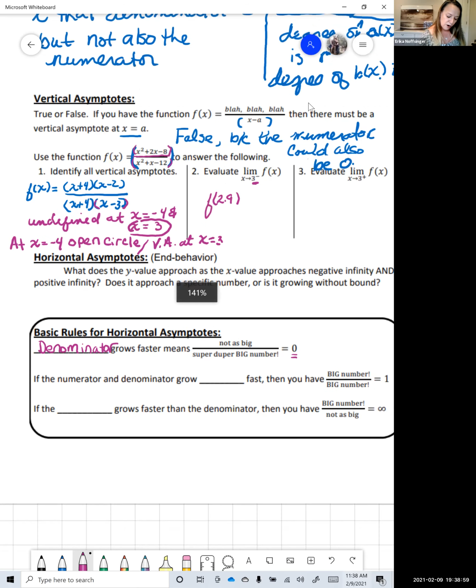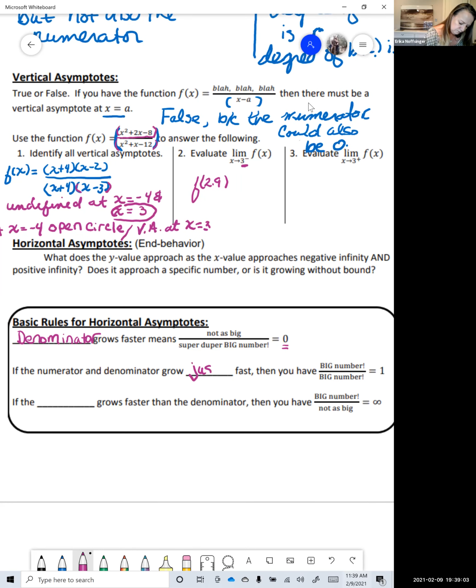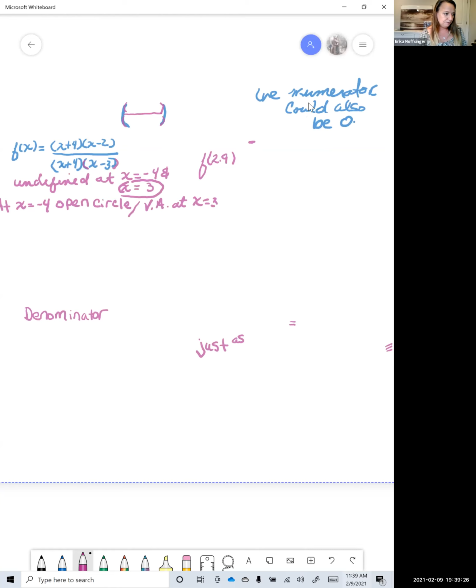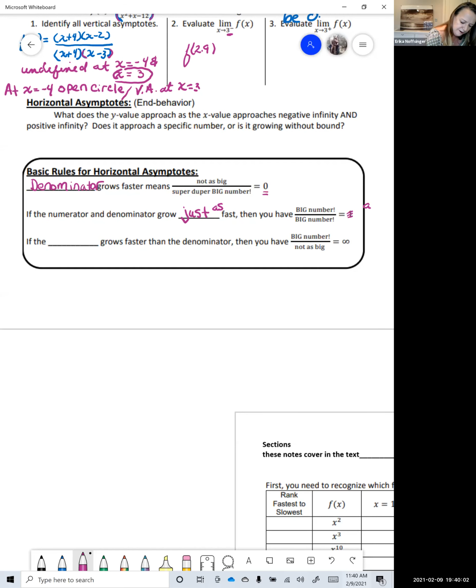If the numerator and denominator grow just as fast, I'm going to say it's not necessarily equal to 1. In our case it does, because our leading coefficients on the top and the bottom were both 1. But really, the horizontal asymptote is going to occur at a over b, the leading coefficient of the top over the leading coefficient of the bottom. And the last case: if the numerator has a higher power, growing much faster than the denominator, then there is no horizontal asymptote, and the end behavior of the graph is going to shoot off to positive or negative infinity.